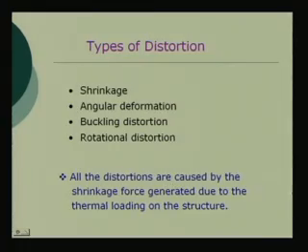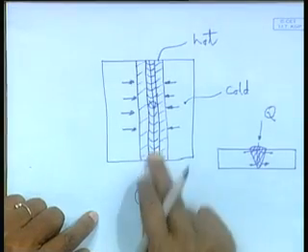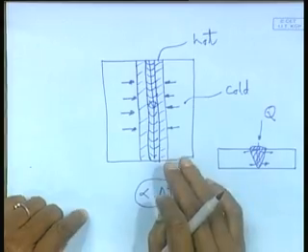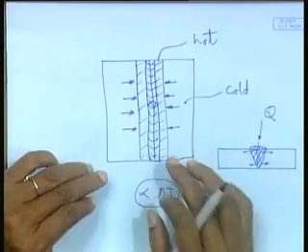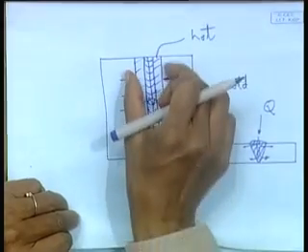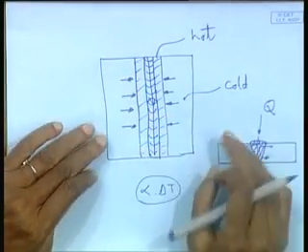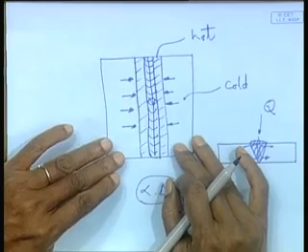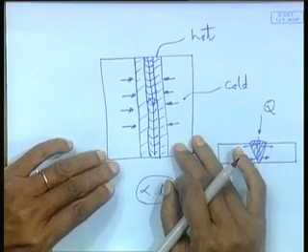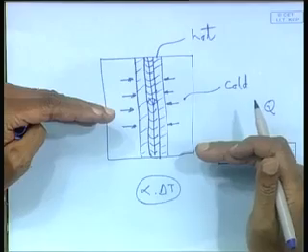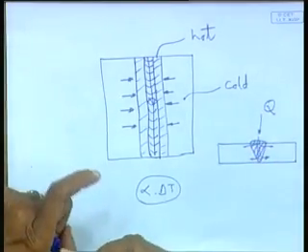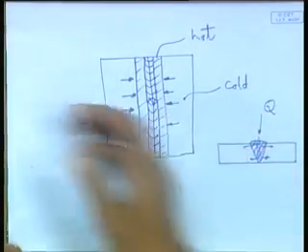So what happens? They are caused by the shrinkage force generated due to the thermal loading on the structure. Because of this phenomenon, localized heating is taking place, the entire plate is not getting affected by the heat, part of the plate is getting affected, undergoing expansion, the rest of the plate remaining cold, not allowing expansion, and thereby the net result is development of shrinkage forces. Now, in which way these shrinkage forces will act on the plate will lead to basically these four kinds of deformations.